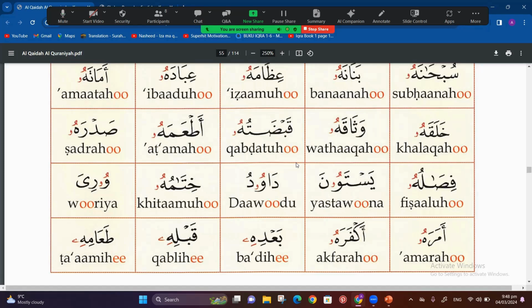Wathaqahu. You see I'm stretching here, but because of alif madda here. Alif madda means the letter of elongation of alif, which means alif sakin, and on the previous letter there is a fatha. So we stretch for two counts and say tha, wa, tha, qa for one count here, hu for two counts because of the small waw. Wathaqahu.